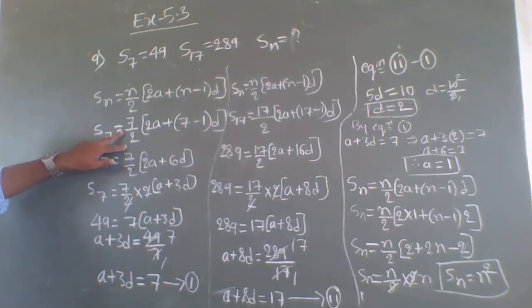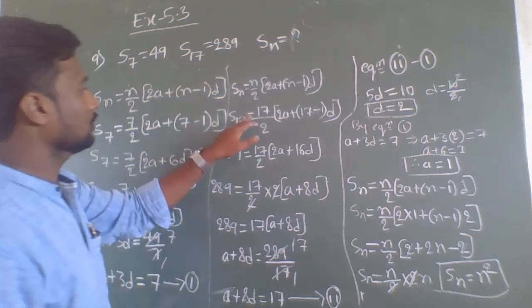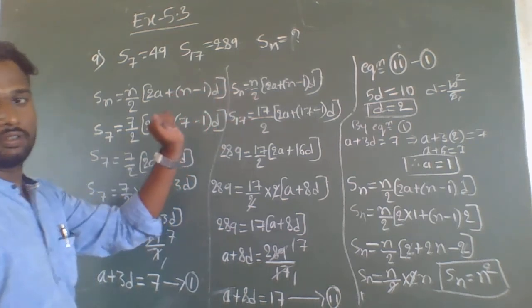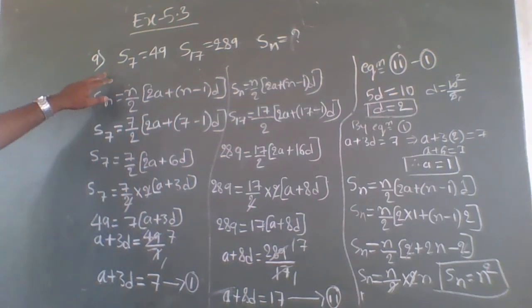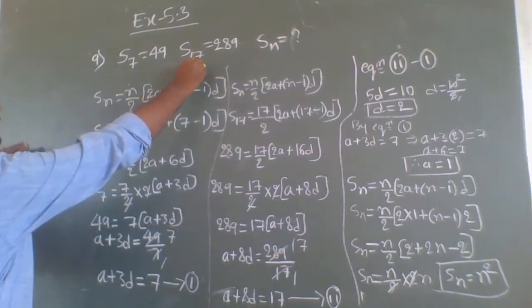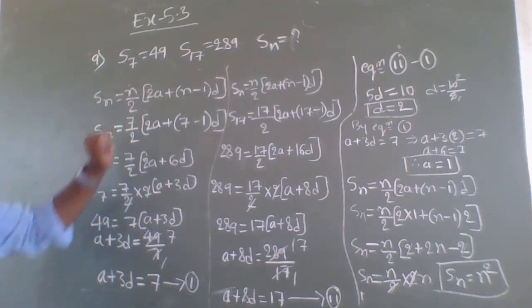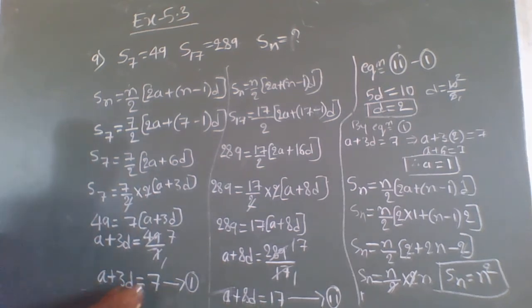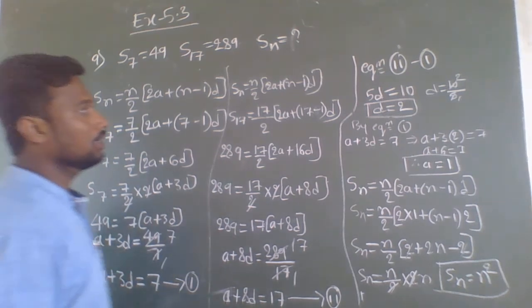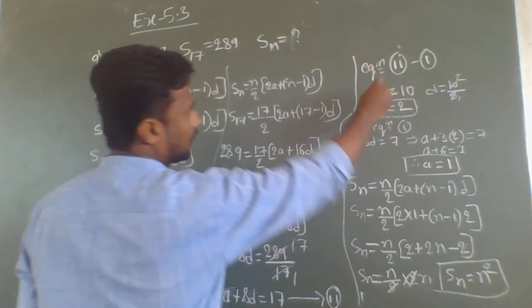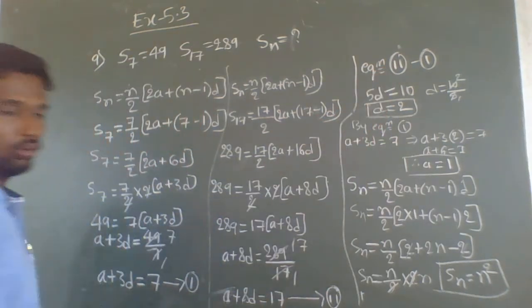Here, the n value is 7, and for the second equation, the n value is 17. Why? For the first equation, I used S7 as the Sn, and for the second equation I used S17 as Sn. By using these two values, I got the two equations, and to get the D value, what did I do? Equation 2 minus equation 1.